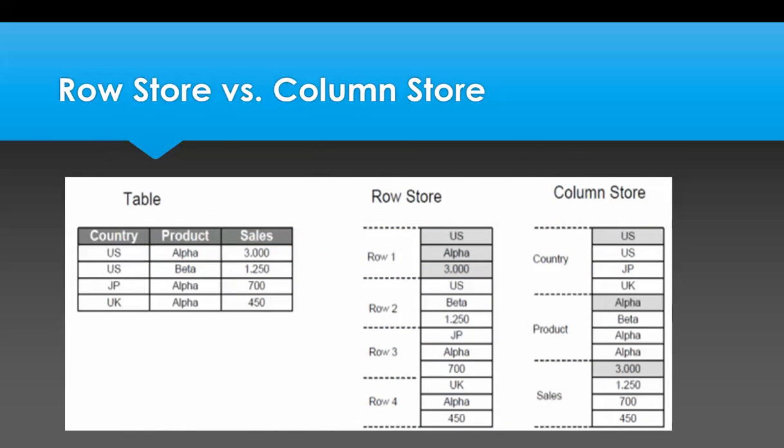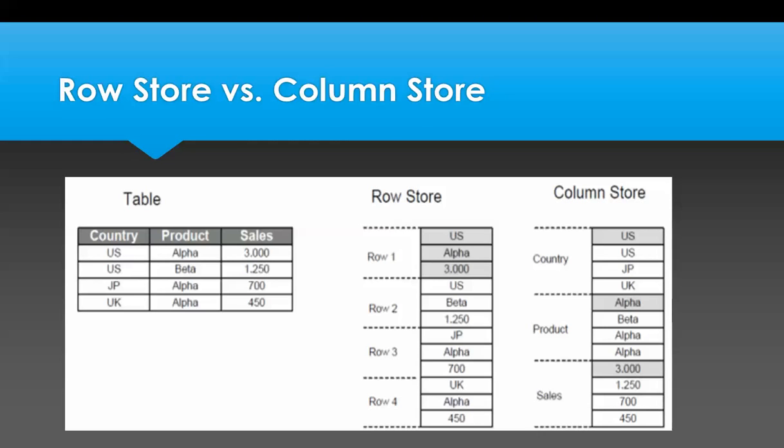So see, we have this table wherein these are the different records for these columns: country, product, and sales. The first record is US, Alpha, 3000, like that. These are the different records. And on the right side, you can see that there are two ways to store the data. One is the row store, the other is the column store.